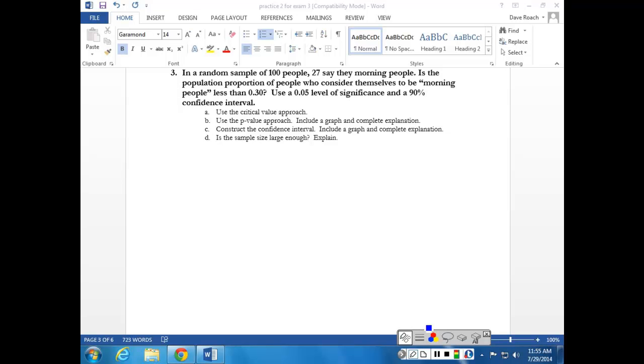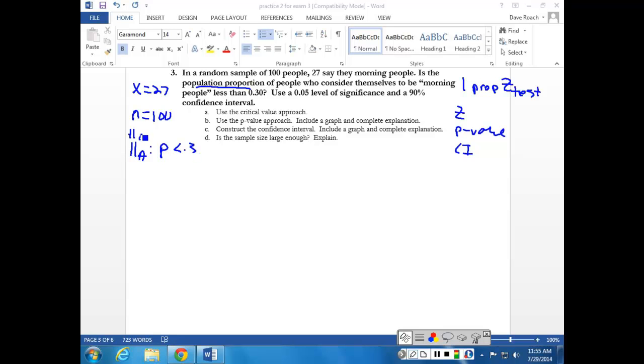Okay, so in problem 3, I'm just reading through here. I see the words population proportion, and there's just one sample. This is going to be a 1 proportion z-test. I'm going to go ahead and use my calculator to get some check figures here. X is 27, N is 100. We want to know if we can conclude that the population proportion is less than 0.3. Of course, H0 is that it's equal.